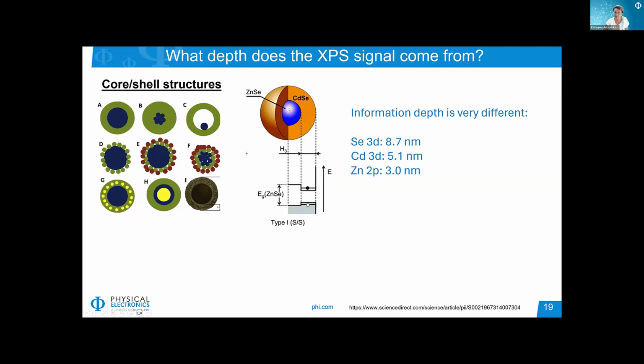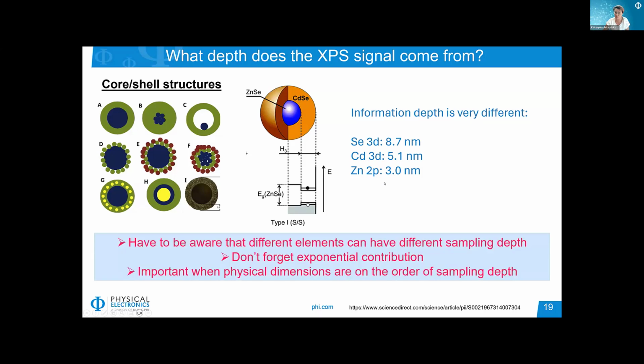So if you have a nanoparticle that is of similar dimension, let's say between 2 and 10 nanometers, the interpretation of the composition becomes really challenging without taking into account where the signal originates from. So that's something that you need to be really aware of. You need to be aware that different elements may have different sampling depths. Don't forget the exponential contribution. Don't forget that the majority of the signal comes from 1 lambda. And take into account the physical dimensions of the particles with respect to the order of the sampling depths.